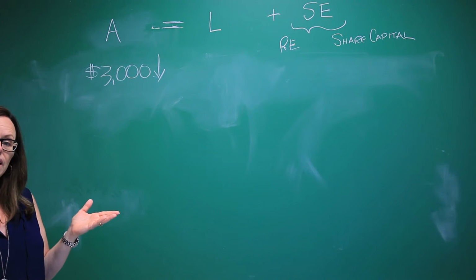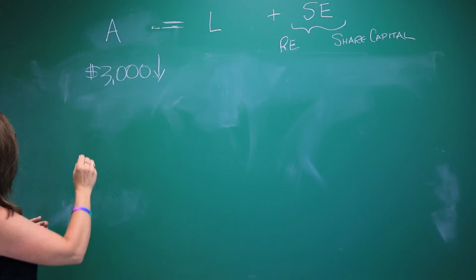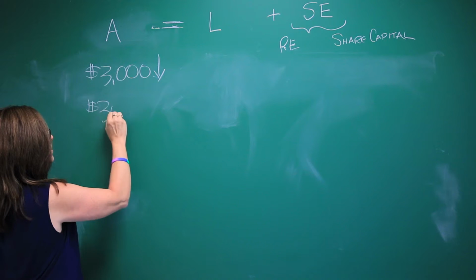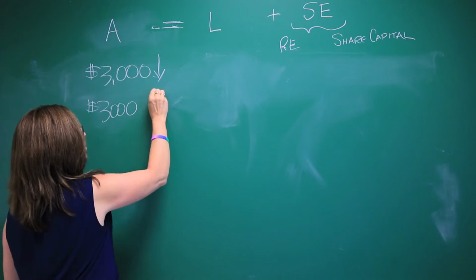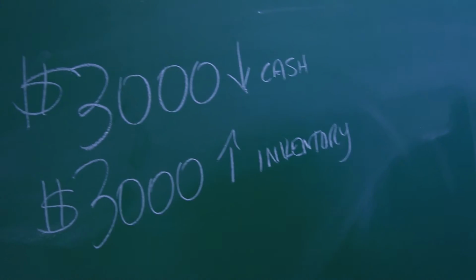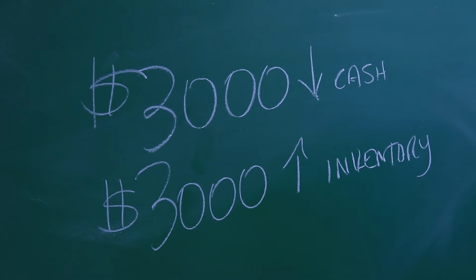So what do they get for that cash? They're getting inventory. Well, in this case, they're getting inventory, which is also an asset. And so assets went down in terms of their cash, but assets went up in terms of inventory. The accounting equation is still in balance.